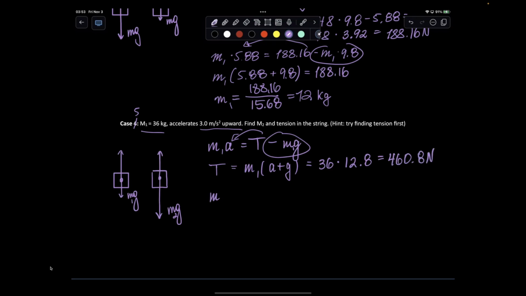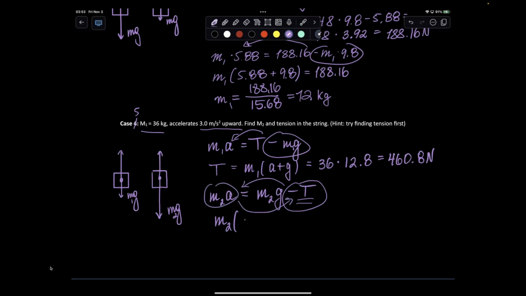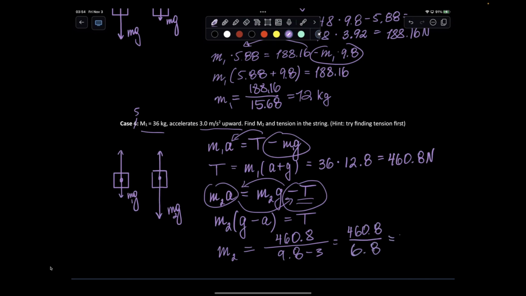And then I go for M2 acceleration. That is going to be M2g minus tension, from where M2 I can replace tension with 460.8, and then I know that A is lighter and this can go to the left, and I rearrange that real quick. So M times g minus A will be equal to tension, and M2 then will be 460.8 divided by 9.8 minus 3, 460.8 divided by 6.8, 67.8. So about 68 kilograms. So that was for the Atwood machine where both of our objects were hanging.